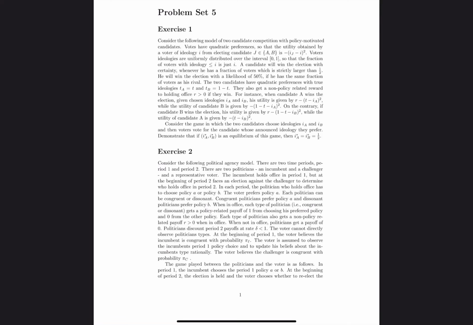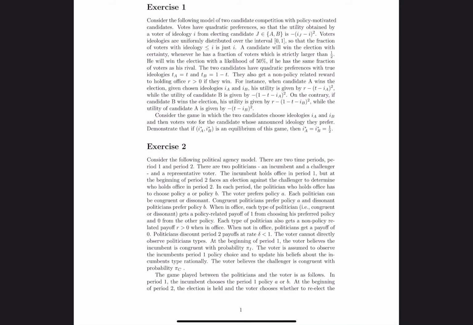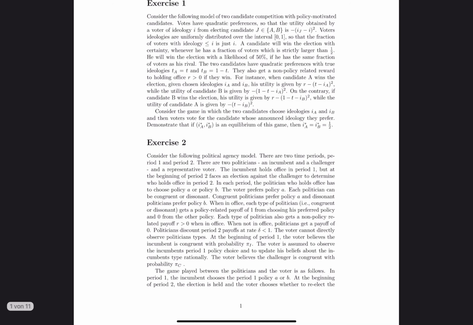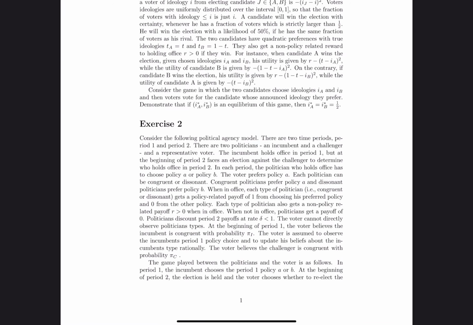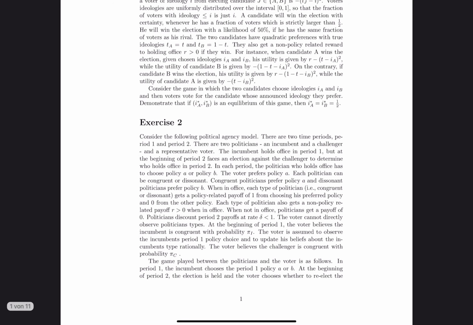So exercise number 2, consider the following political agency model. There are two time periods, period 1 and 2. There are two politicians, an incumbent and a challenger, and a representative voter. The incumbent holds office in period 1, but at the beginning of period 2, he faces an election against a challenger to determine who holds office in period 2.